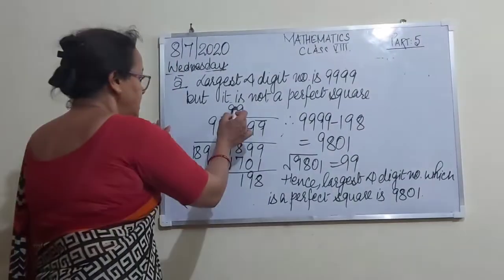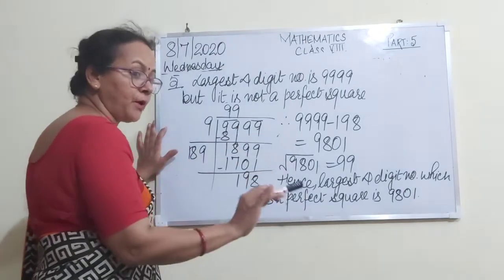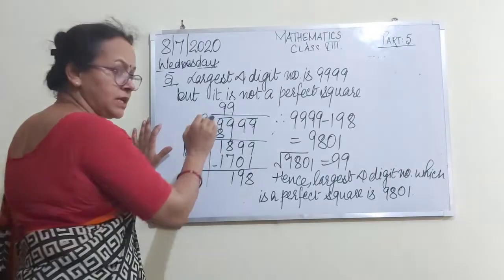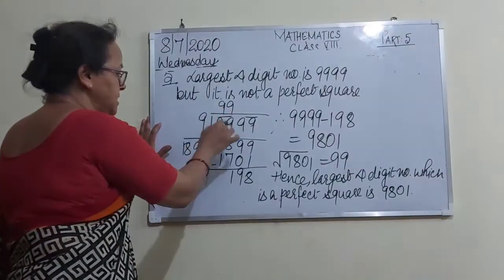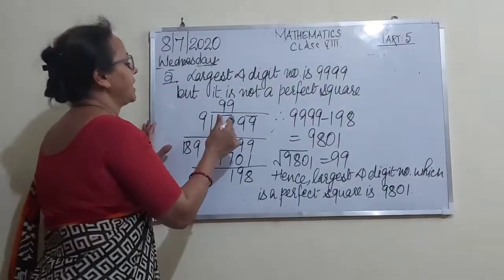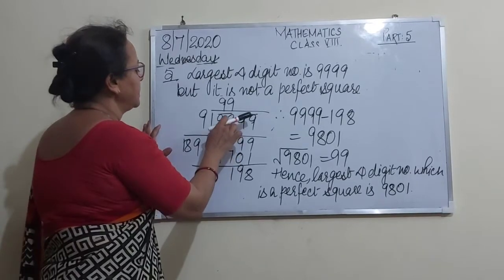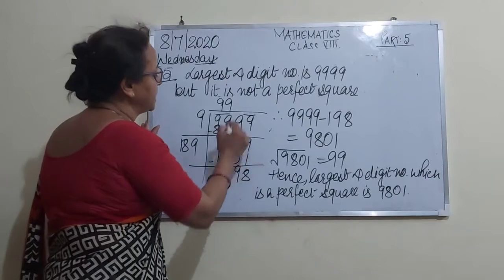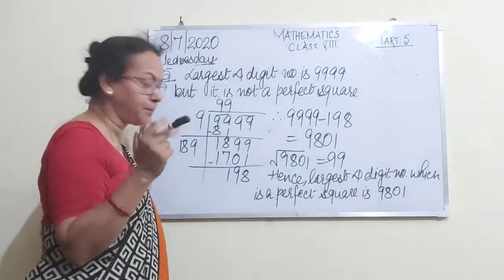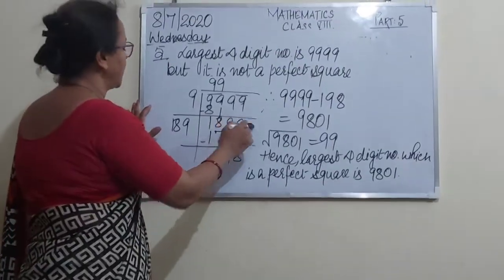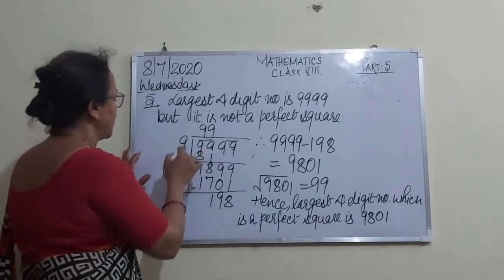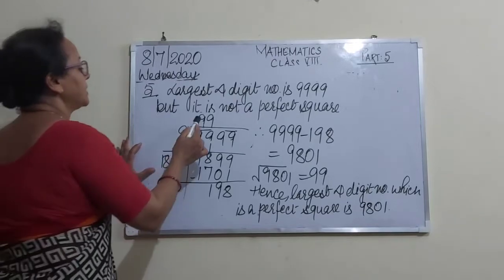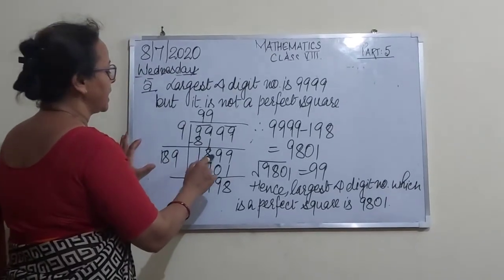We have made the group of 2: 99 and 99. 9 nines are 81. What is remaining? 9 minus 1 is 8 and 9 minus 8 is 1. We note down the complete 99 because we are writing in groups of 2. Now this is 1899. 9 is there, twice of 9 is 18.